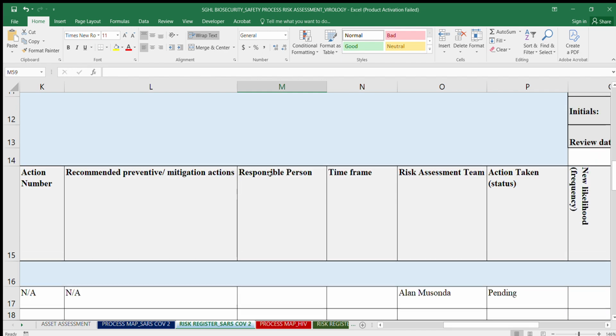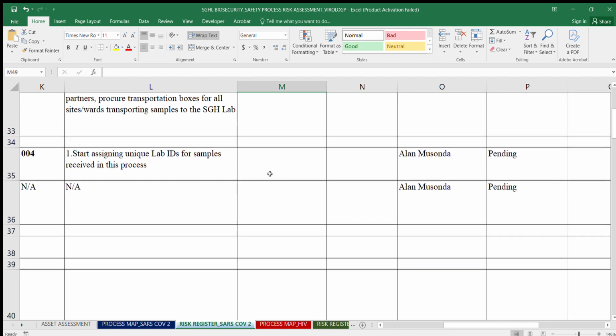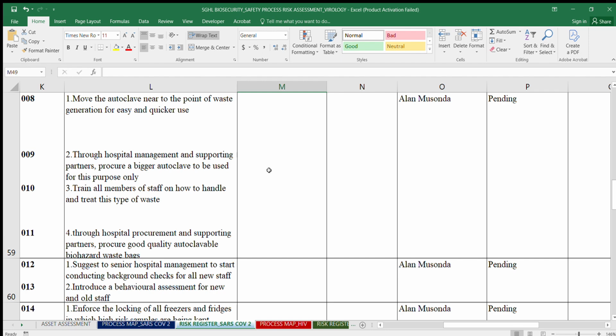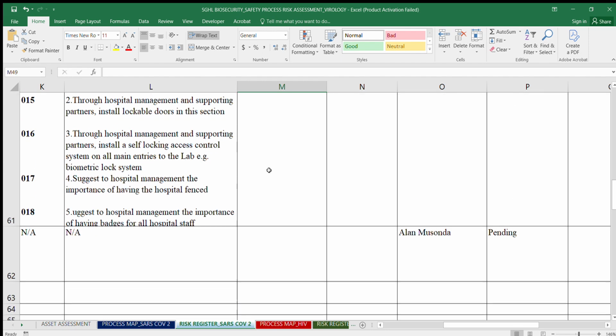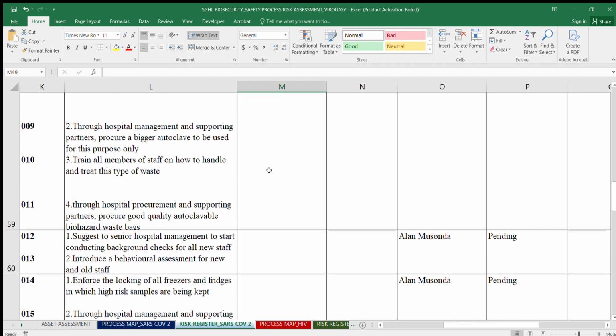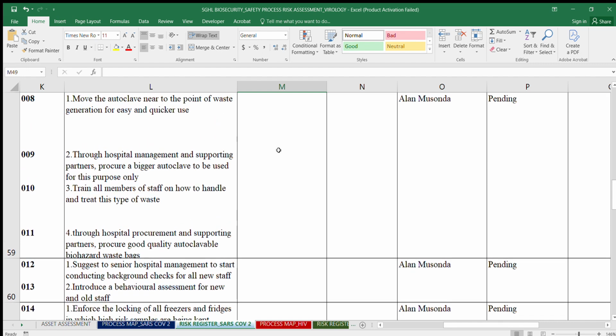All right, so under this part, this is why I'm indicating the responsible person. So who's responsible for actually making sure that these mitigations or other mitigations are implemented. Maybe you have your safety officer responsible. Okay, the safety officer.